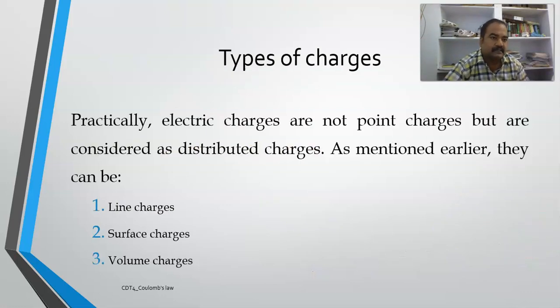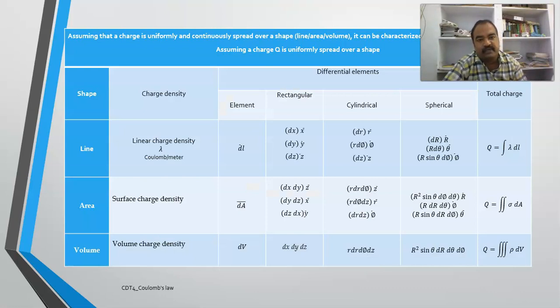And one more thing is, the charges generally won't be point charges. They will be of different configurations. Most of the times they will be distributed charges. As mentioned earlier, they can be line charges, surface charges and volume charges. Now let's have a quick look at the different types of charges which we have already gone through. See here, the charges can be in the form of a line, or a surface, or distributed over a volume.